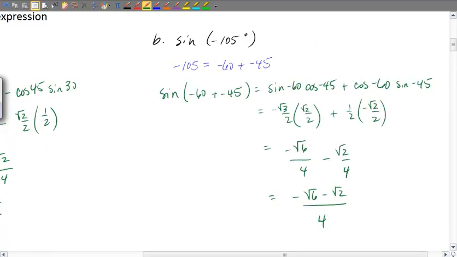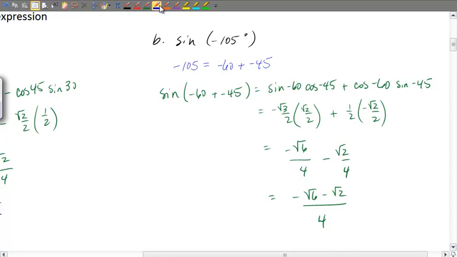Okay, so I went ahead and worked the problem with two angles that added together to give me negative 105. I chose negative 60 and negative 45. And when I worked this using the addition identity for sine, I come up with an answer that says negative square root of 6 minus the square root of 2 all over 4. So what angles did you use?